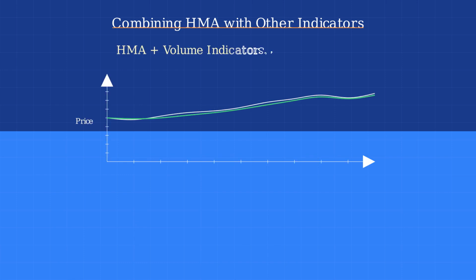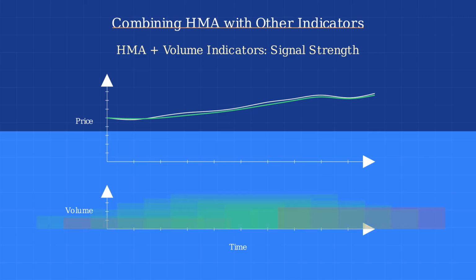The third powerful combination is HMA with volume indicators. Volume confirms the strength of price movements and helps identify high-probability trade setups. Volume often leads price, with increases in volume preceding significant price movements. When combined with HMA, volume can confirm trend strength and potential reversals.